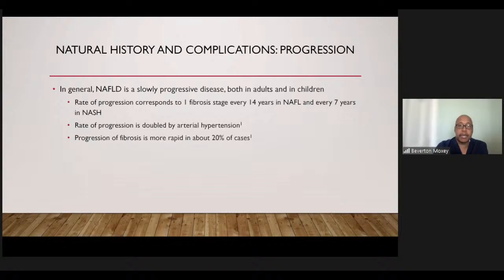So generally speaking, this is the rate of progression that you can expect. But we know that things are not always textbook style, and it's not always research, and there are always some anomalies. So there's 20% of those cases that are going to progress even more quickly.